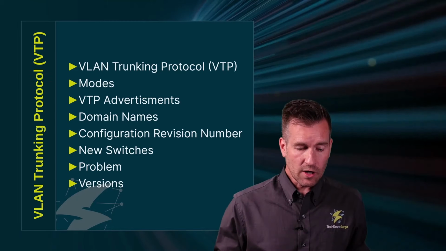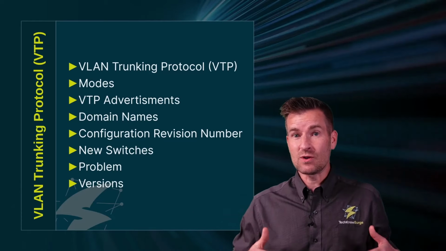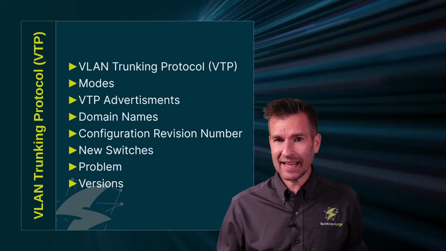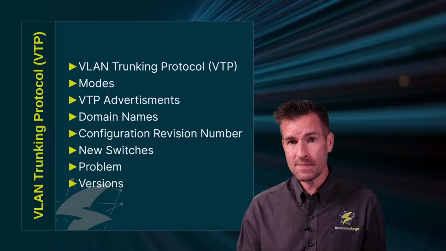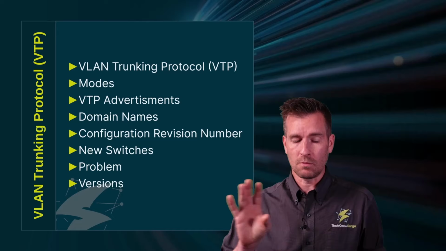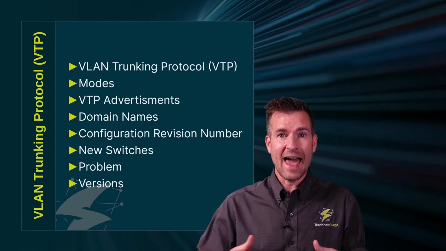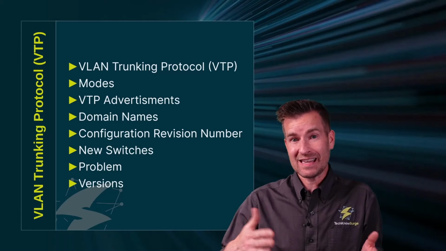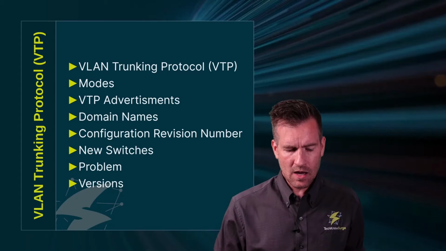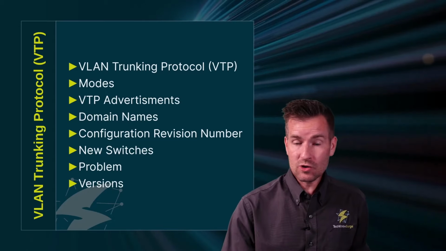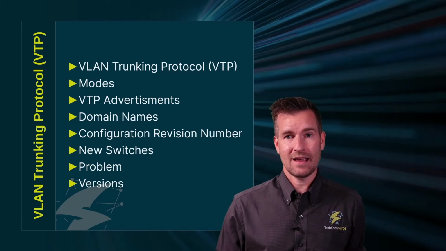So there's VLAN Trunking Protocol. We covered what VLAN Trunking Protocol is, the different modes. We got into the VTP advertisements and what those look like. We talked about domain names, and they need to have all the same domain name if you're going to use VTP within a domain, or you could separate it out into multiple domains. We talked about the configuration revision number and how that increments up so that we can track the changes and make sure that the devices are all updated. We got into what happens if you add a new switch and one of the problems with adding new switches. And then we got into some of the versions of VTP.